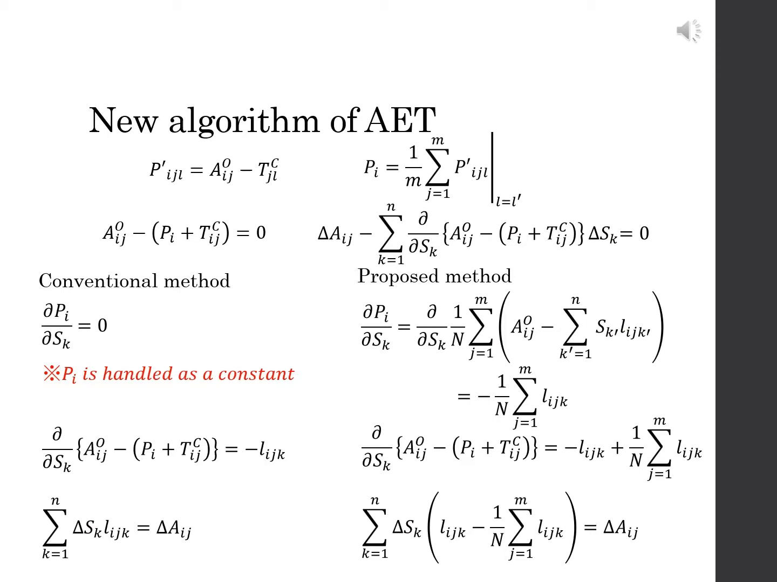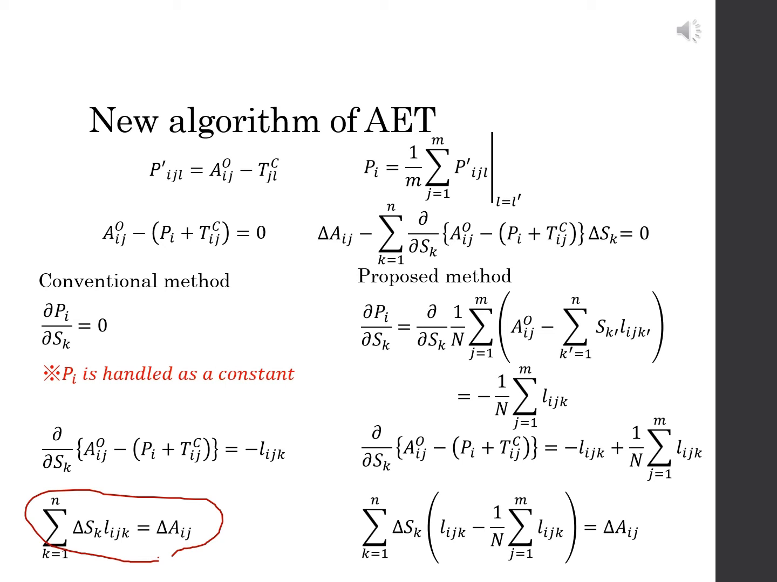So in this study, the algorithm of AET is improved. In the conventional method, the emission time is handled as a constant while at the stage of identification. So that's why the observation equation is like this. And these are simultaneous equations, and in this case, all of the coefficients are positive. So that's why SIRT is used as an identification technique, because it's very simple and very robust. However, as I introduced in the previous slide, it takes a long time to get the convergence.